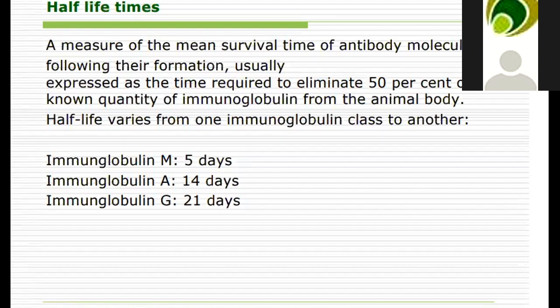Back to the half-life times. Why is it so important? Because we cannot detect the immunoglobulins forever. Half-life time, what does it mean? It means our body eliminates 50% in that time. So within 5 days, we eliminate 50% of the IgM. The next 5 days, we eliminate again 50% of the IgM concentration from our blood. For IgA, it's 14 days, and IgG, immunoglobulin G, you know, it's 21 days, 3 weeks.